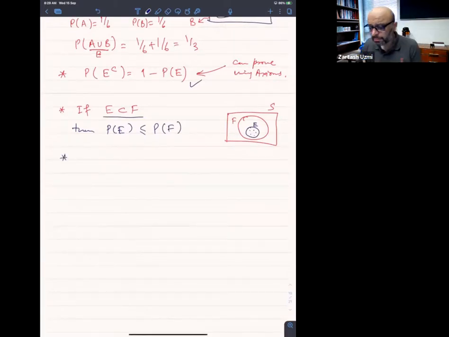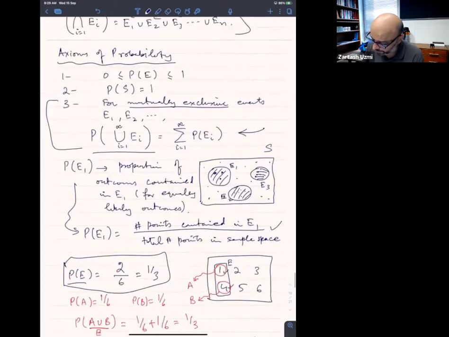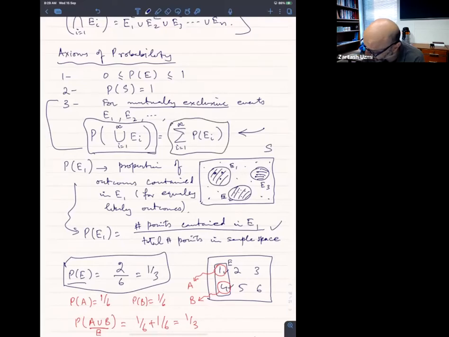Now, axiom 3 क्या कहता था हमने? Let's go back to axiom 3. Axiom 3 was saying that if events are mutually exclusive, then the probability of their union is equal to the sum of their probabilities.